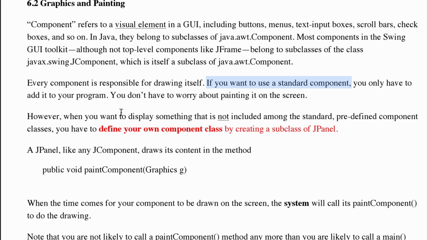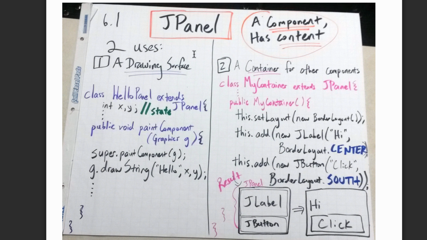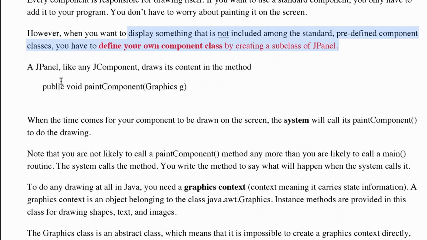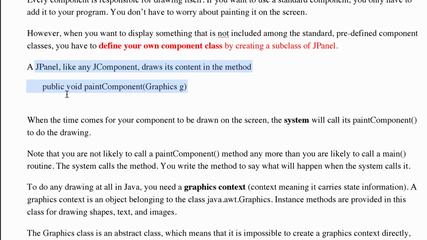But if you want to do something a little bit more customized, something not included in the standard classes, you need to define your own component class by creating a subclass of JPanel. Okay, so again, that's what we did in this example here. You extend JPanel, and then you're going to override paintComponent. Any JComponent has its drawing method here in paintComponent, and so the normal default is there. What we're going to do is override it and create our own.